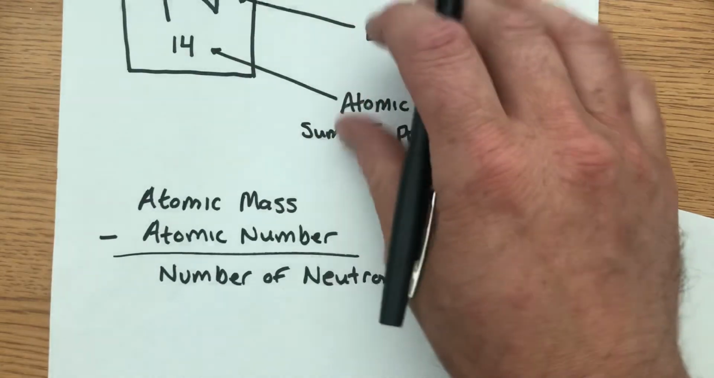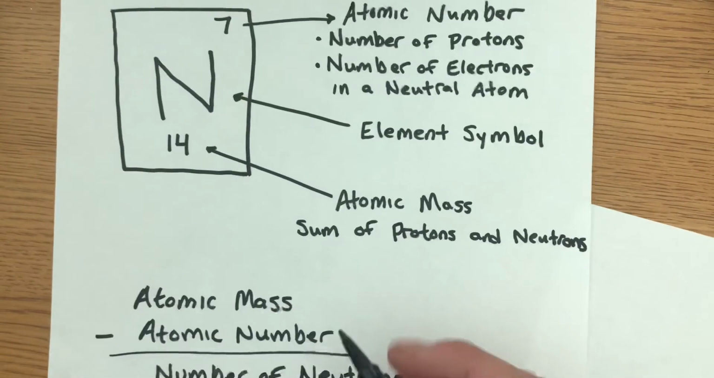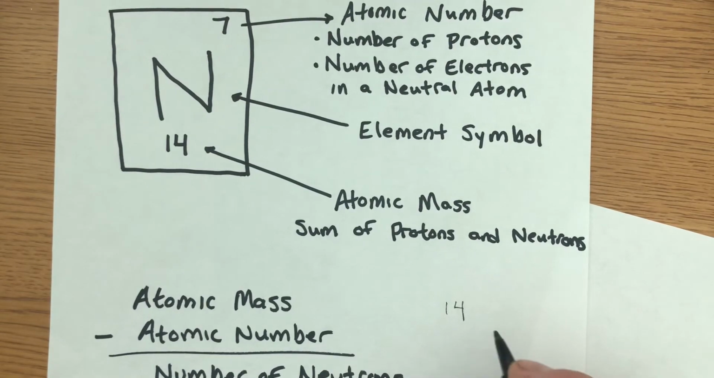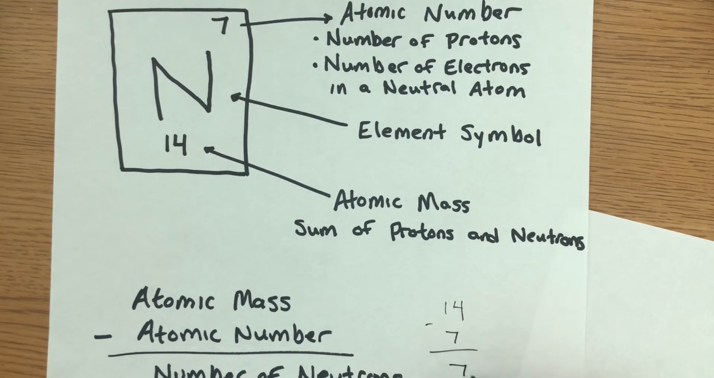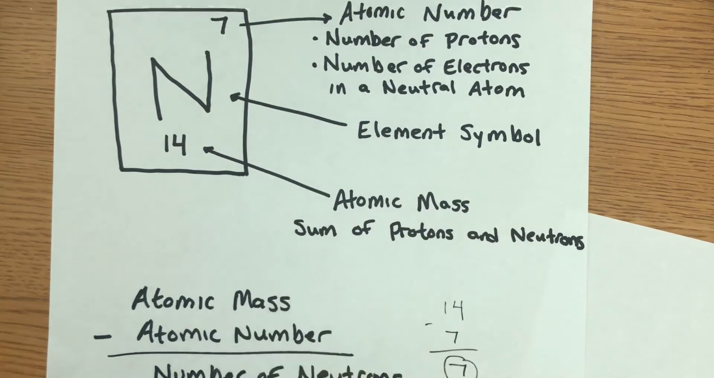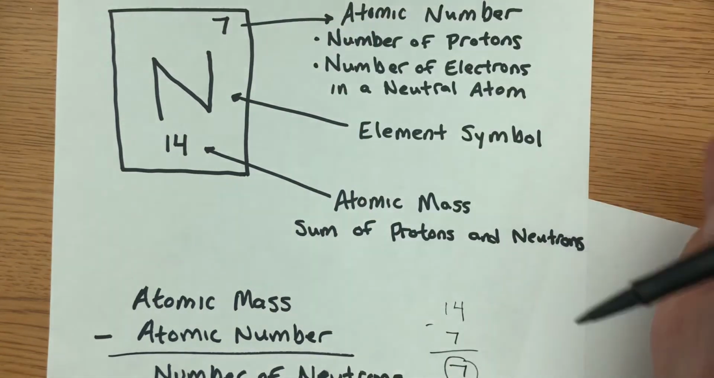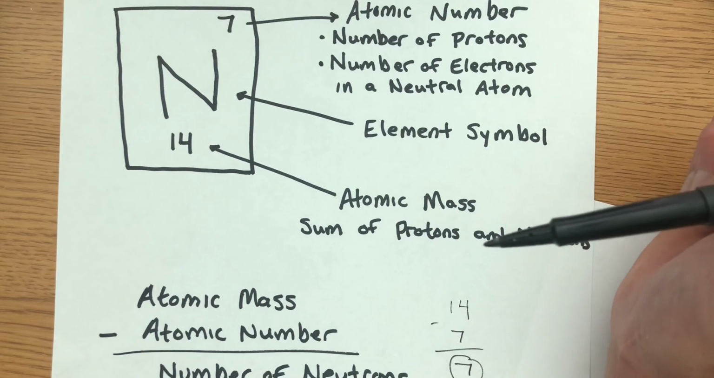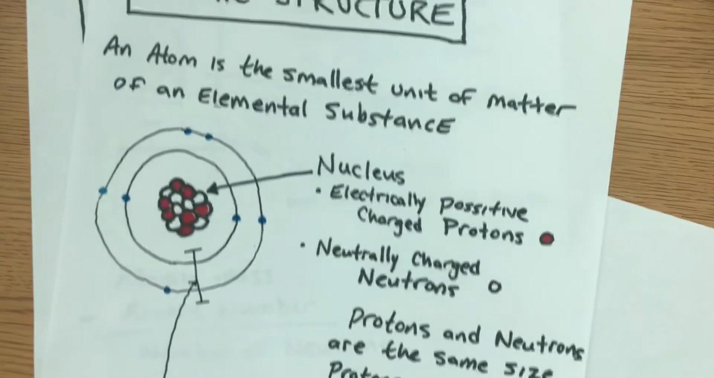But if you just take the atomic mass, which we'll just use the nitrogen example here, the atomic mass is 14, and the atomic number is 7. 14 minus 7 is 7, so there are 7 neutrons in a nitrogen atom as well. Now, that doesn't always equal the number of protons. In a lot of elements it does, but in some of them it does not. Okay, so I hope that helps with your understanding of atomic structure.